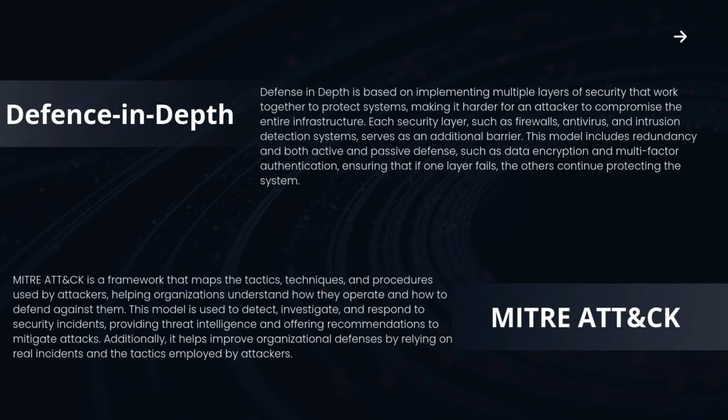Defense in depth is based on implementing multiple layers of security that work together to protect systems, making it harder for an attacker to compromise the entire infrastructure.